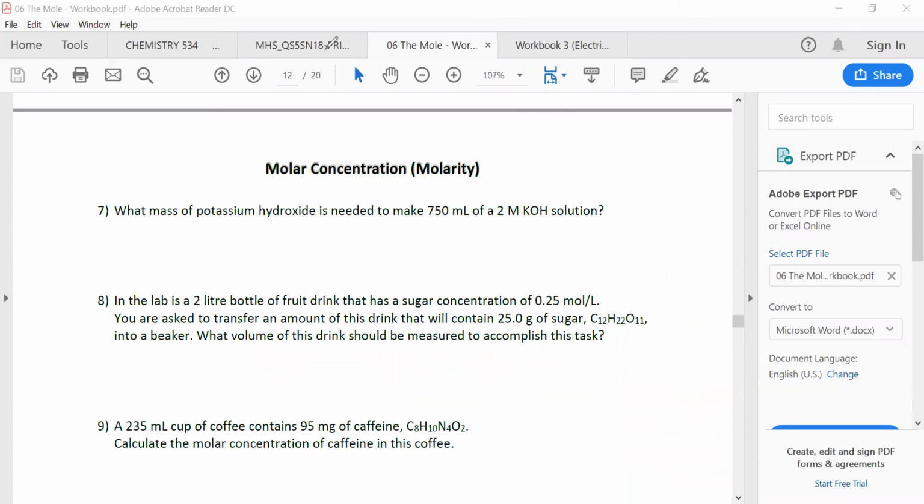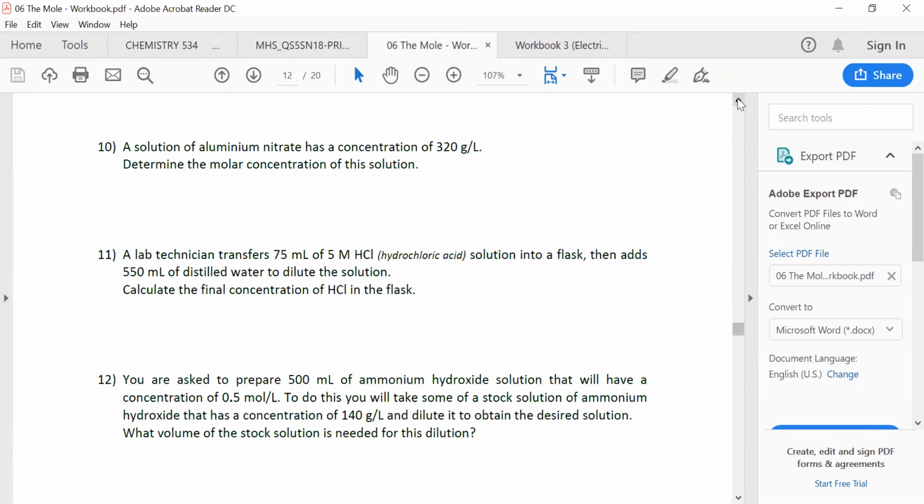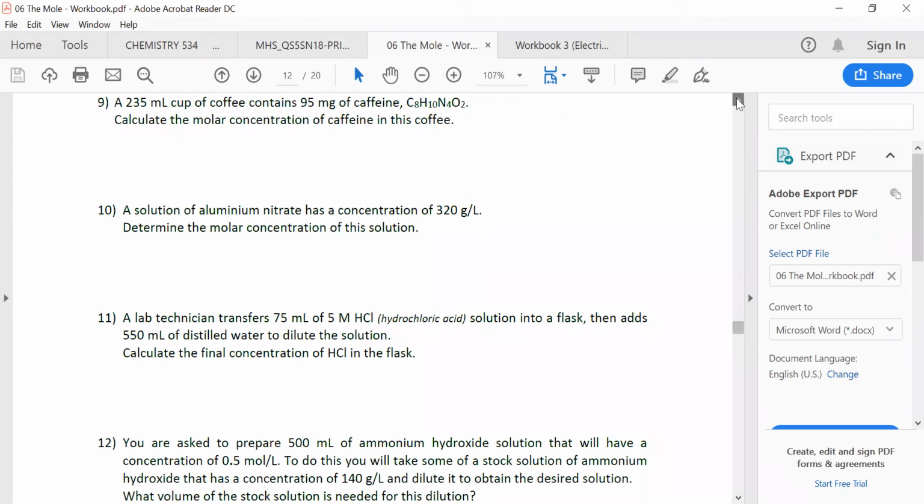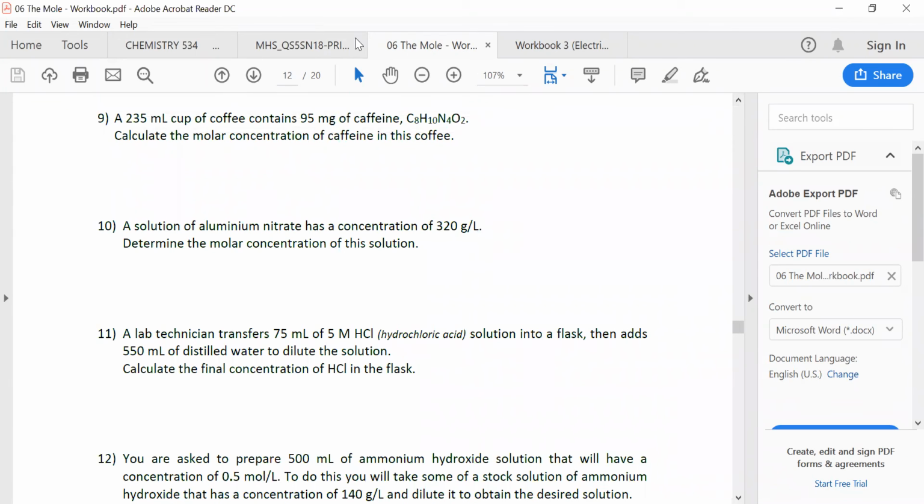I'm just going to clear this up. We're going to now move down to number 9. And a good old cup of coffee always gets most of us through the day. So we're going to try to figure out the molar concentration of this. Now, the only difference between this and the other type of problems is that the units require that you convert them. First things first, the 95 milligrams is not in moles, and it's not even in grams. So we got to convert this to grams first. This ends up being 0.095 grams if you divide it by 1,000.